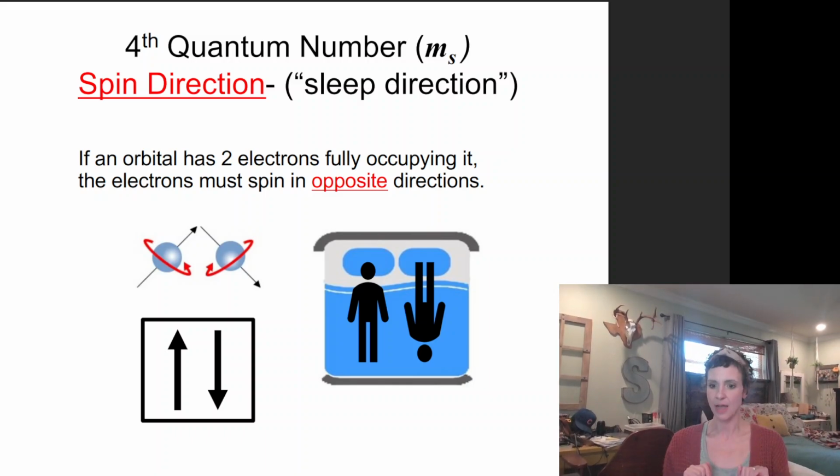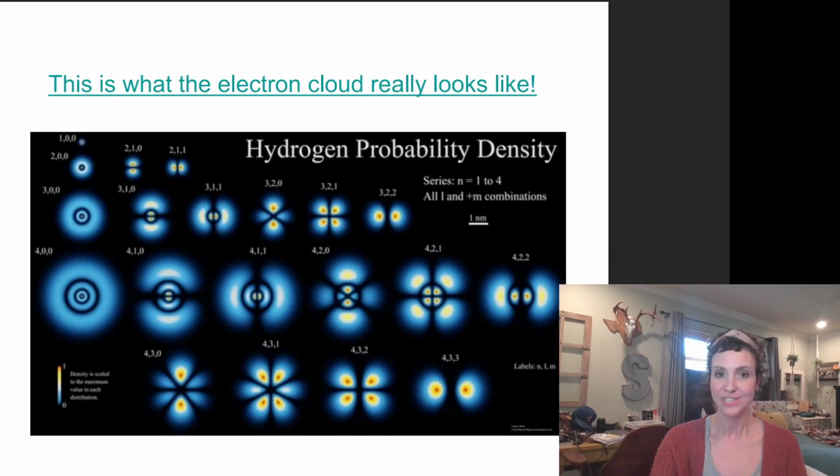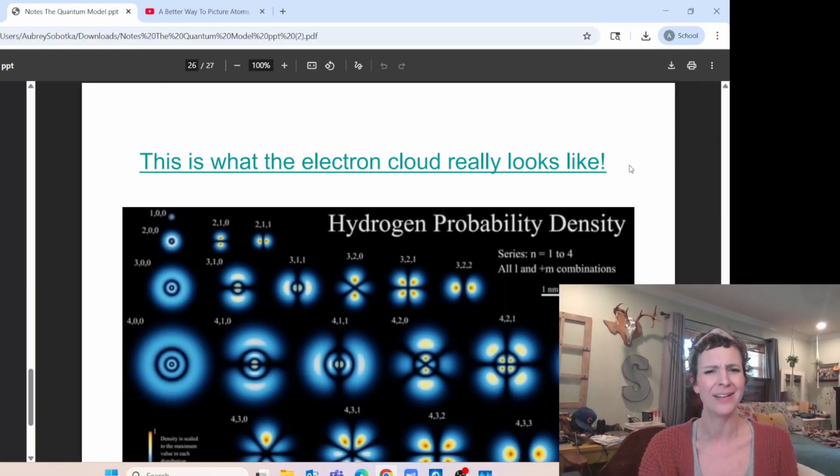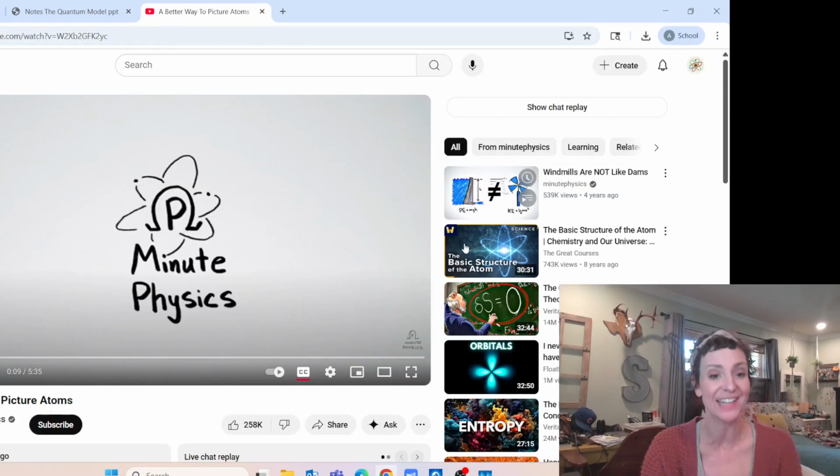So what we got is what hotel floor you're in, what type of room you're in on that floor, which bed you're sleeping in in that type of room, and what direction in that bed you are sleeping. This is how we try to figure out the probability of the locations of the electrons, okay? So I want to show this real cute video, it's a pretty nerdy video of what the electron cloud probably more likely looks like.